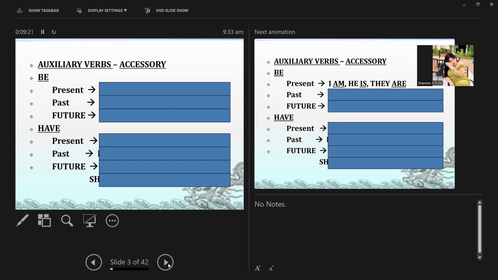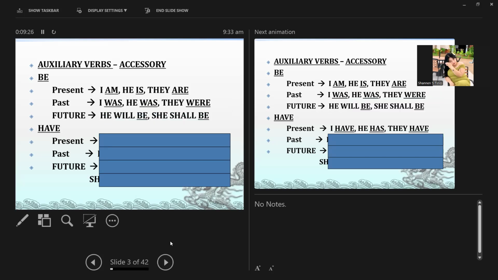Okay, so be verbs are actually verbs that link your subject and main action. For example, I am eating. Eating is the main action. Am is the be verb. You understand? Without the be verbs, your sentences are incomplete and incorrect.